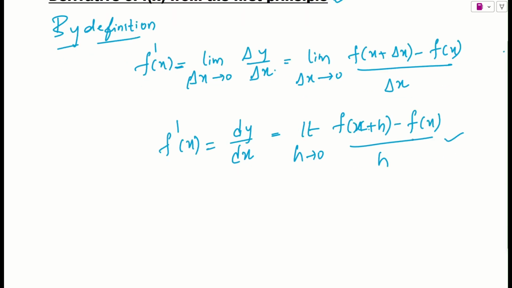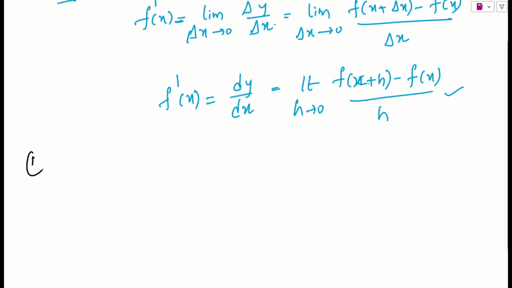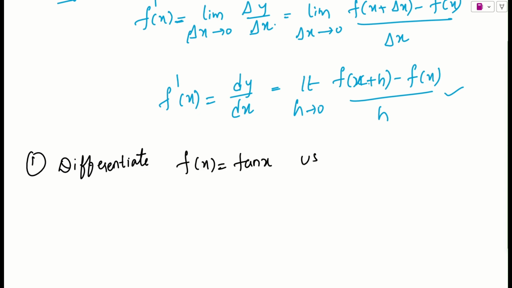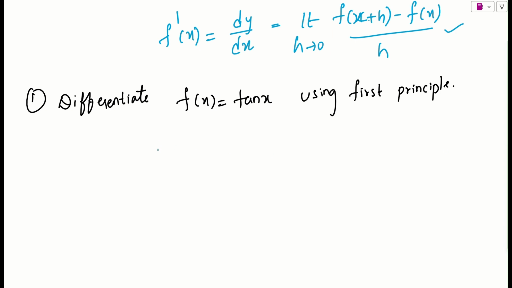Let us see how to do one problem, how to prove the differentiation of one function with the help of the first principle. Let us take f of x equals, or simply y equals. Differentiate the function f of x equals tan x using first principle. We already know the derivative of tan x is secant square, but if you want to do this with the help of first principle, let us show.